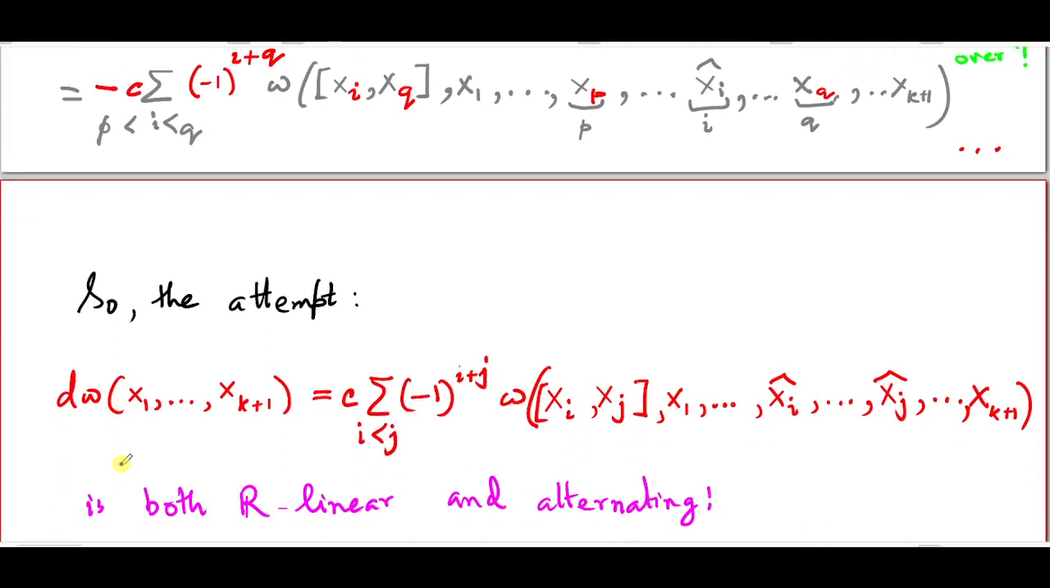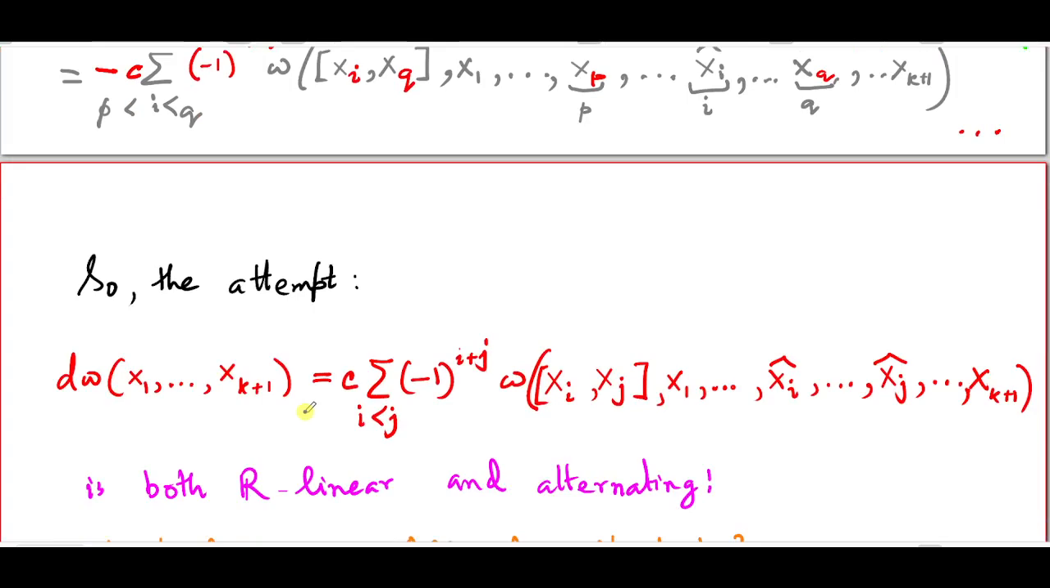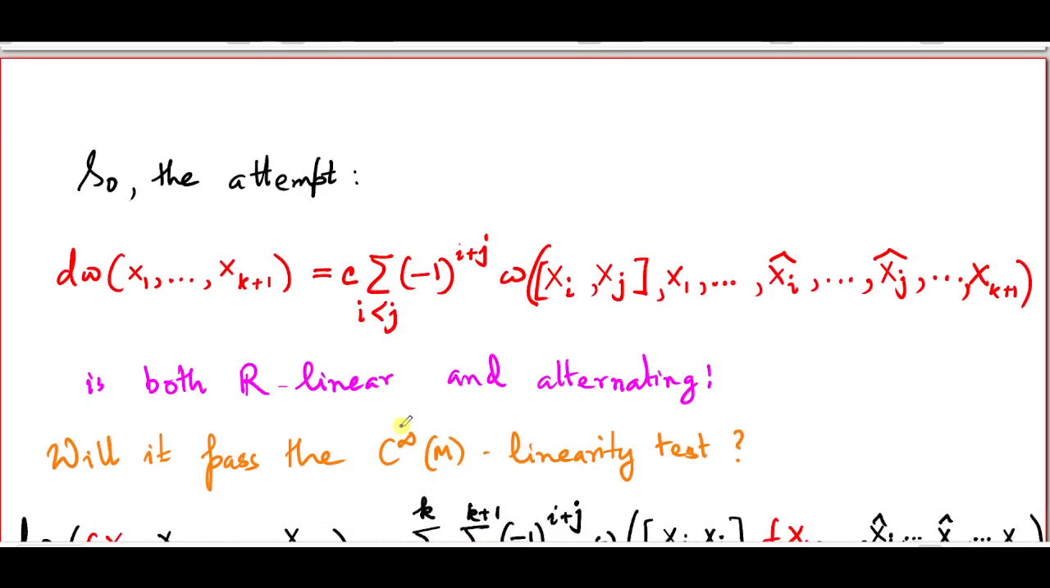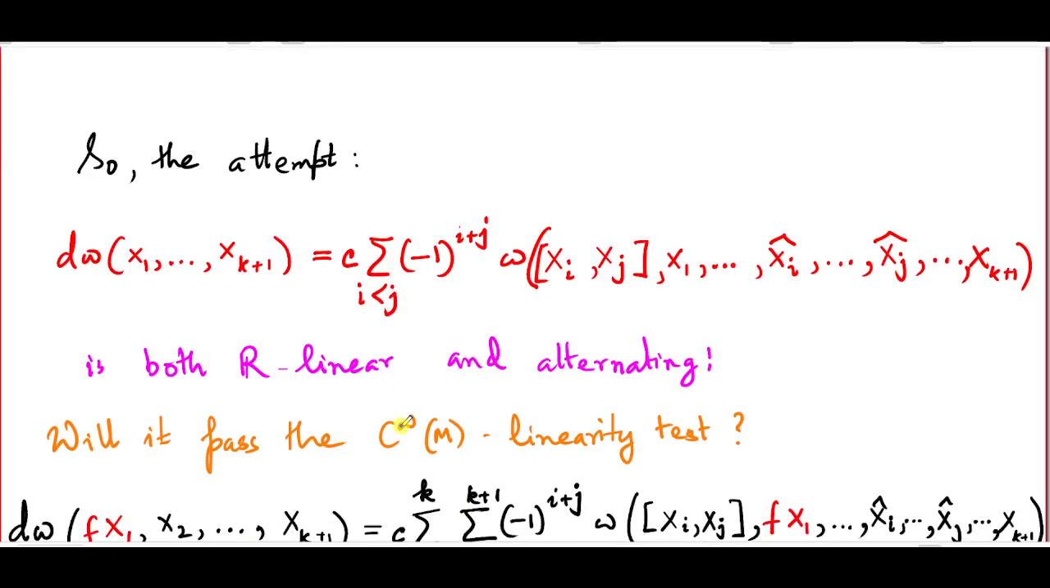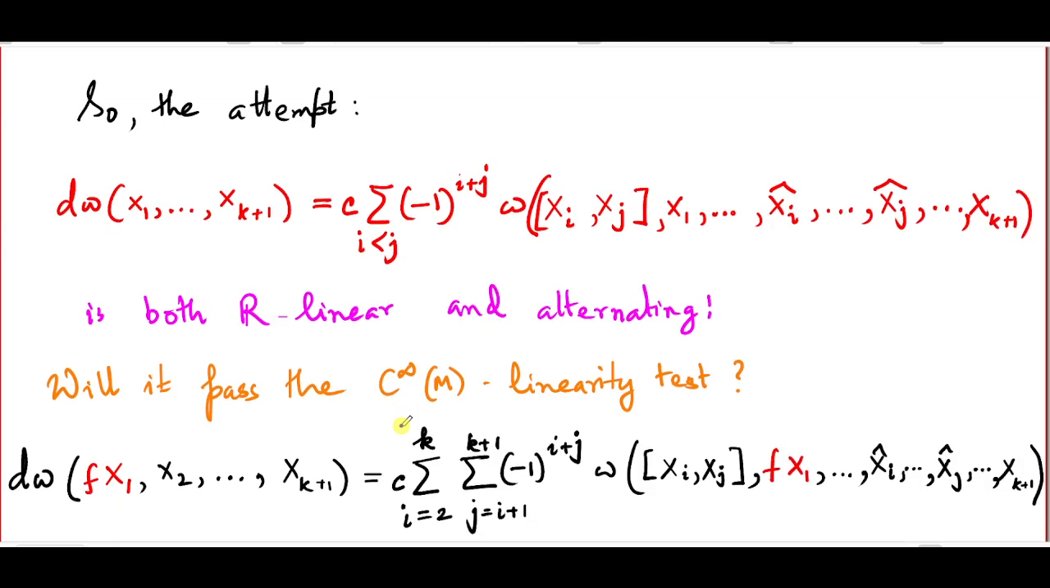So our attempt here, where d omega (X1 through X_{k+1}) takes this particular form, of course, I have replaced C_{ij} by the form of C_{ij} I need for the alternating thing, is actually both linear and alternating. So it does pass 2 of the tests for this to be a k plus 1 form. But what about the third and final test? Is it a C infinity(M) linear object? So to see this, once again, we only have to check C infinity linearity in the first factor.